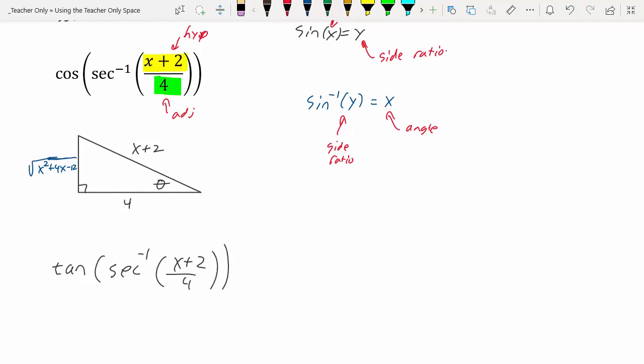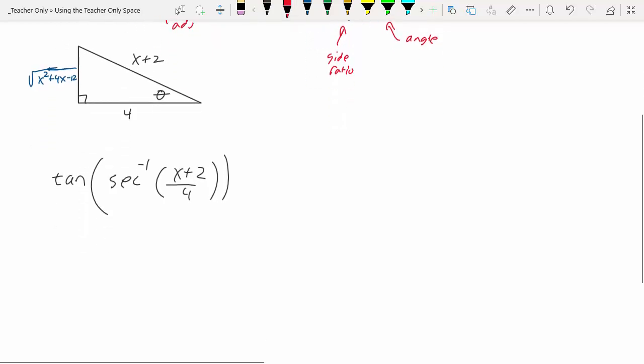I wanted to leave the secant the same as the original problem because I want to make the point that our triangle would be the same, right? The outer function, whether it's cosine or tangent, doesn't matter. The triangle was built off of the arc-trig. The arc-trig was the same, the side ratios are the same, therefore the triangle is the same. So now we are just, again, evaluating tangent of theta.